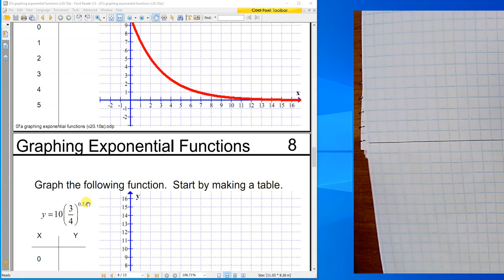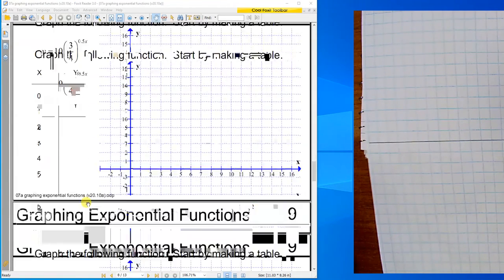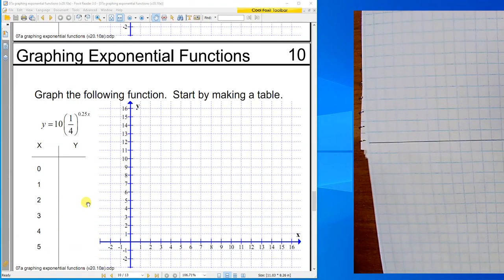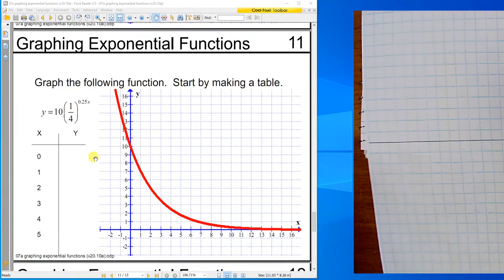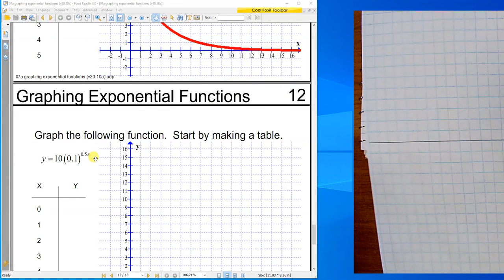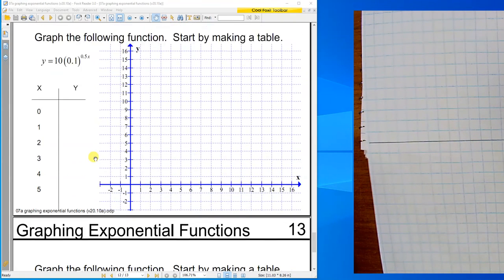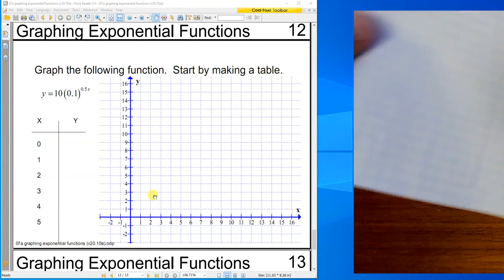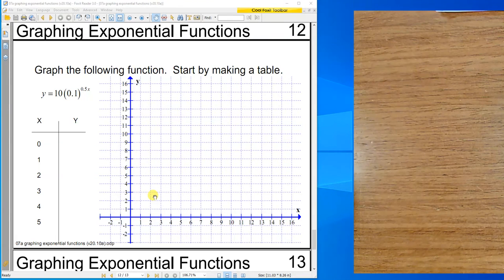Okay, we're going to do a similar type of problem. Yeah, they're all going to work the same way. You're going to make a table of values, fill it in, and then graph it. So let's do this one. I don't expect you to do this one in your notes. I'm just going to do it quickly on the computer.